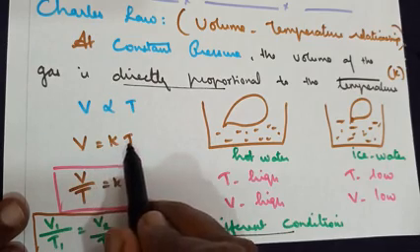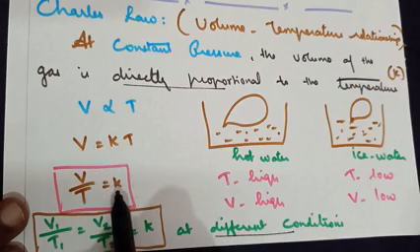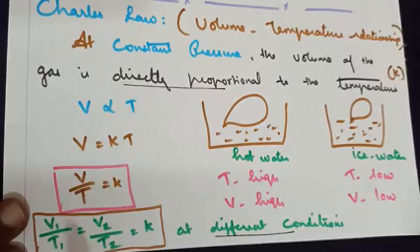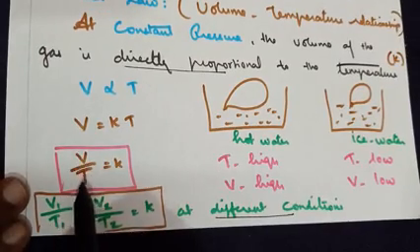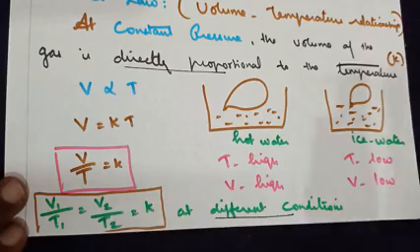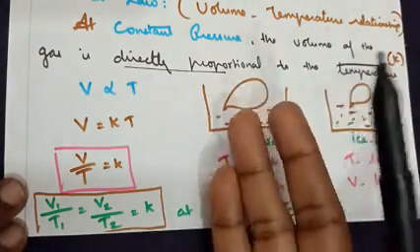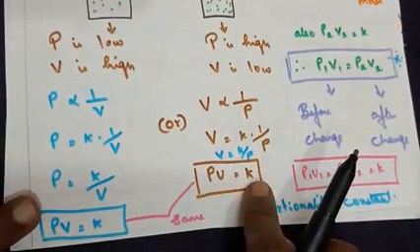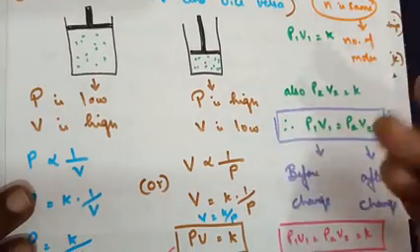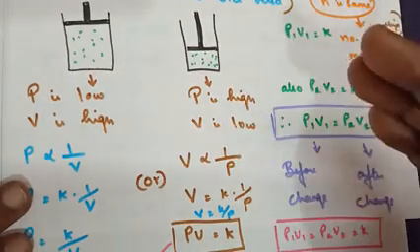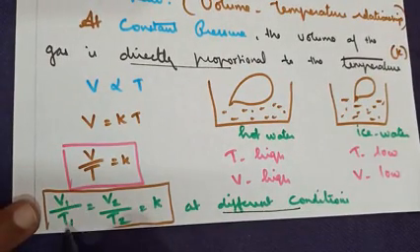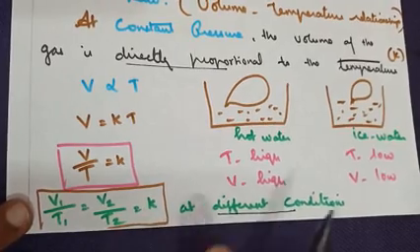V is equal to K into T. To calculate the value of the proportionality constant, T can be brought to the denominator. So we can write V by T is equal to K. Here again, before the reaction and after the reaction, if you are talking about volume and temperature at the beginning and at the end of the reaction, we can write V1 by T1 is equal to V2 by T2 is equal to K at different conditions.